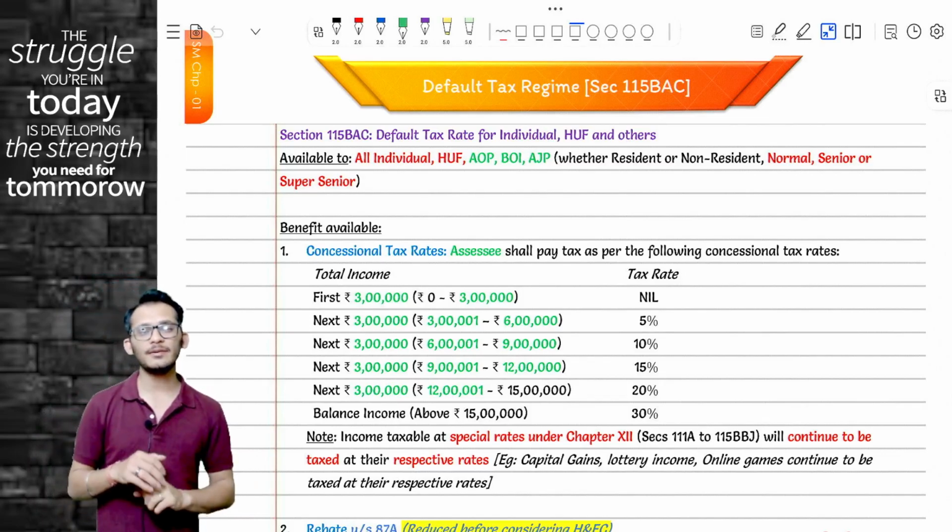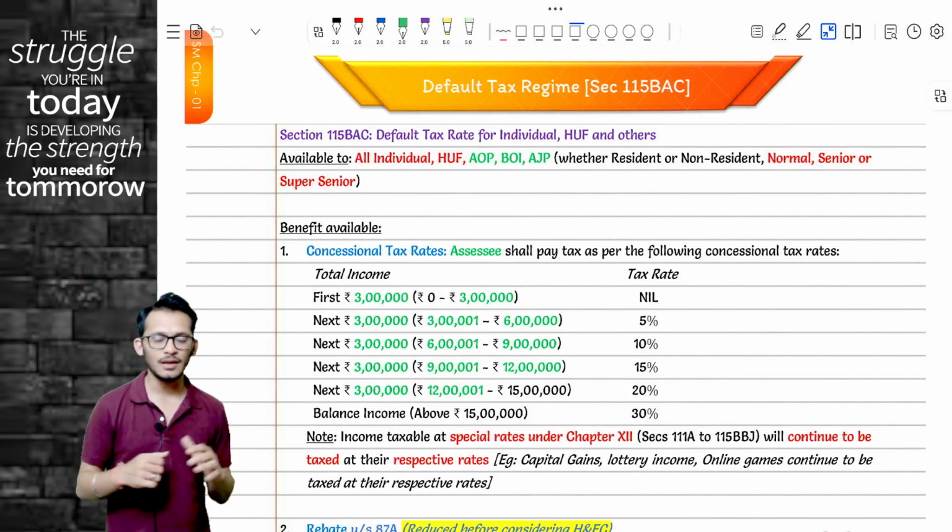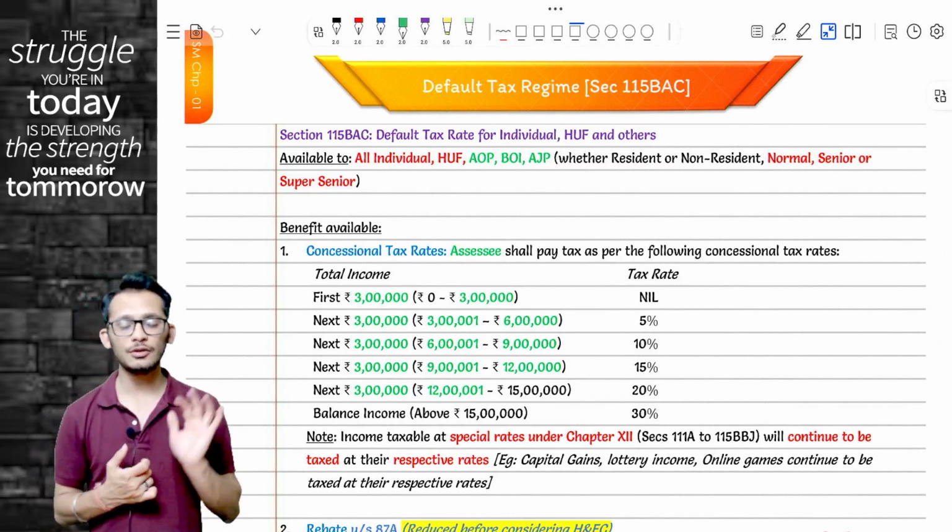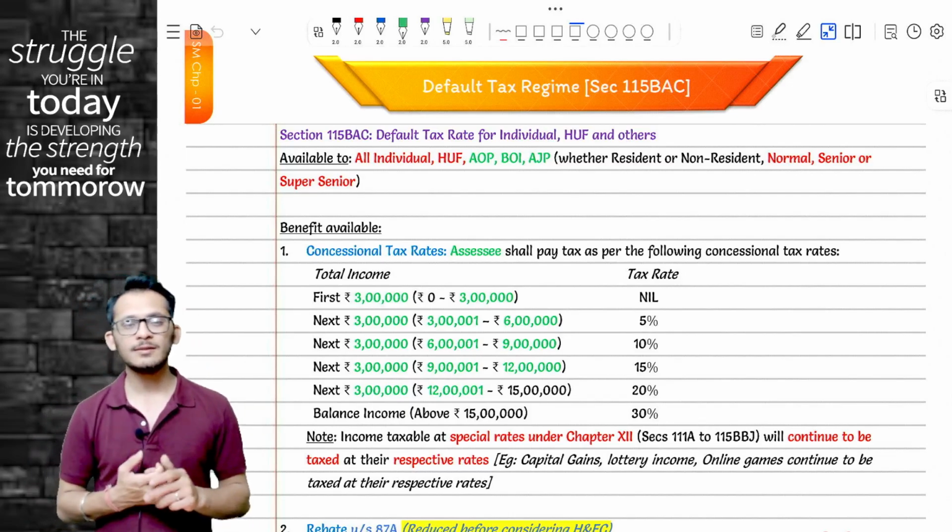So till 2021, 2022 and all, you had to make that smart decision. And most of the people made the smart decision to be in the old regime. The reason was very simple.